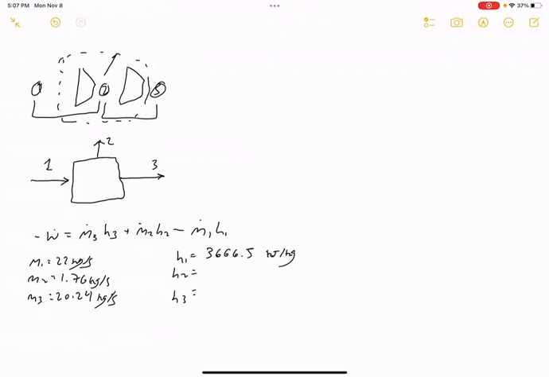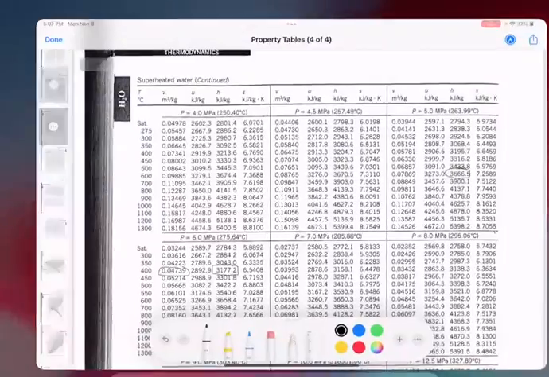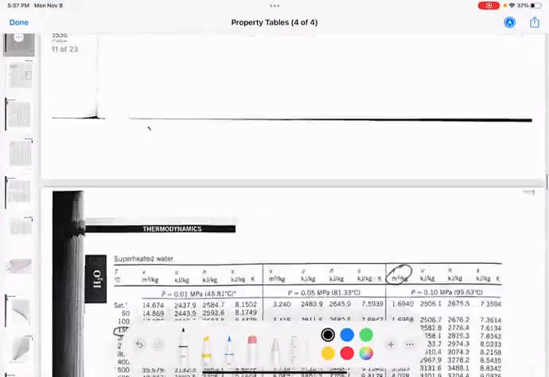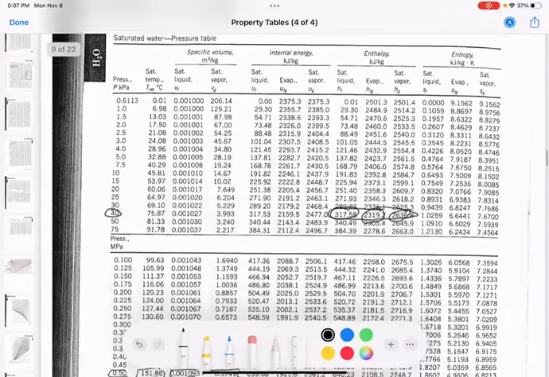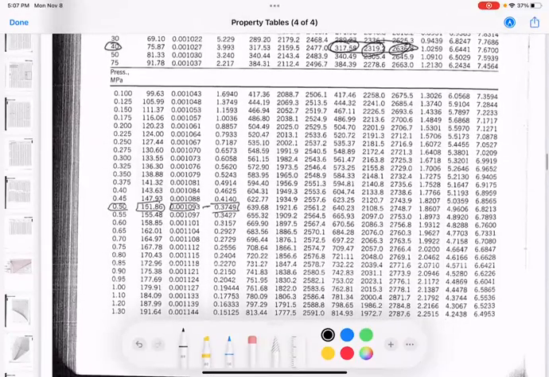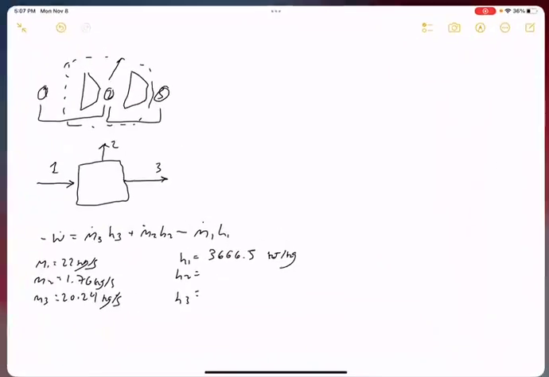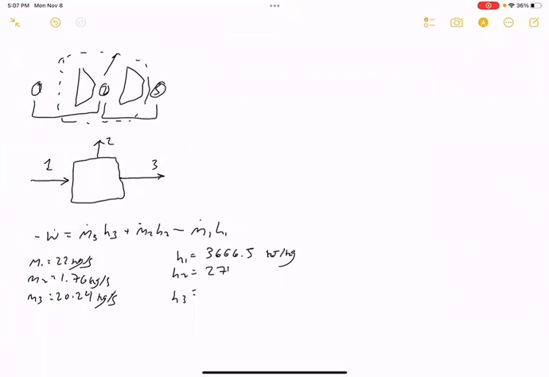What about h2? Well, we're told it goes to 500 kilopascals and it's a saturated vapor. So let's go to the mixture tables and look for 500 kilopascals, so 0.5 megapascals, saturated vapor. This is the enthalpy we want, which is this one here, 2748.7. So h2 is 2748.7.